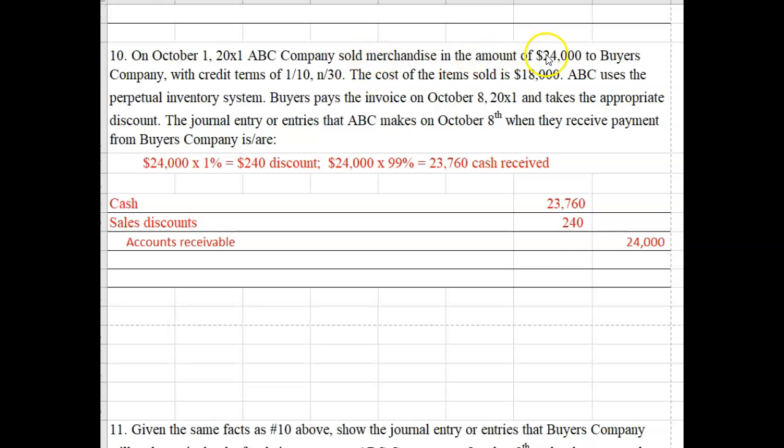This merchandise was sold for $24,000, so $24,000 times 1% equals a sales discount of $240, and $24,000 times 99% equals cash that ABC will receive of $23,760. Debit cash, $23,760. Debit sales discounts, $240, and credit accounts receivable, $24,000.